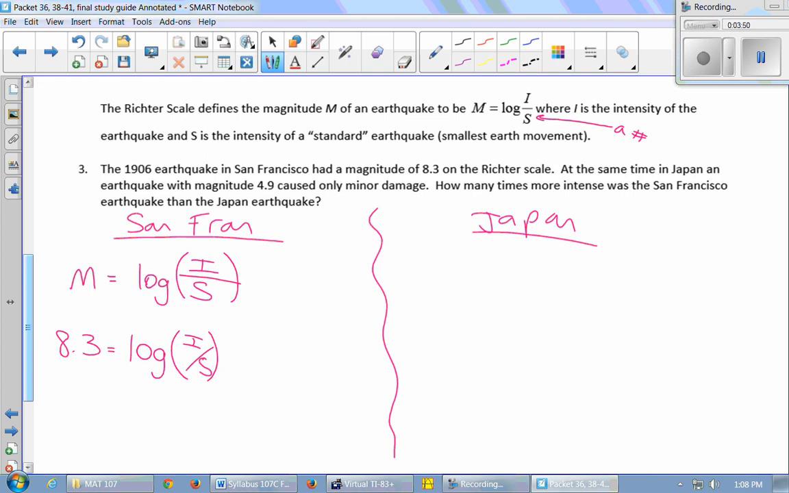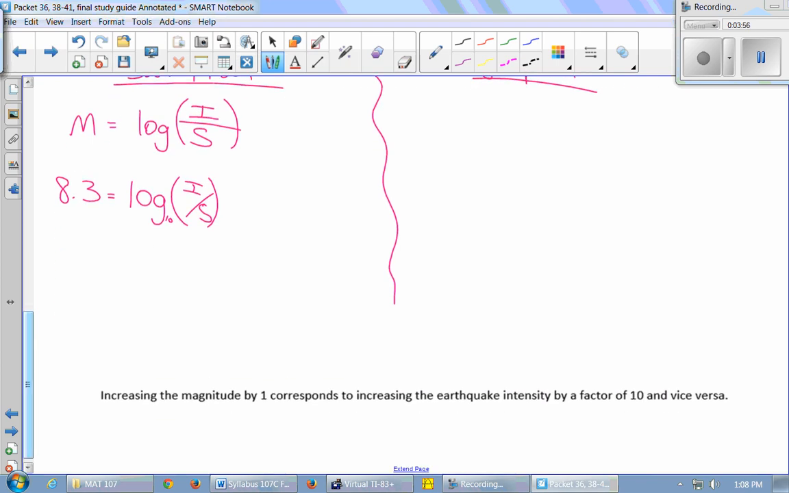Because there's no base written there, what base do I assume it is? 10. Okay. So if I were to change this to an equivalent exponential equation, what would it say? Ten to the 8.3. So the base is the same in a log and in the exponential. My base is 10, my exponent is the 8.3, and that equals the intensity divided by the standard intensity. If I wanted just the intensity, I would multiply both sides by S. So S times 10 to the 8.3 is the intensity of the San Francisco earthquake.